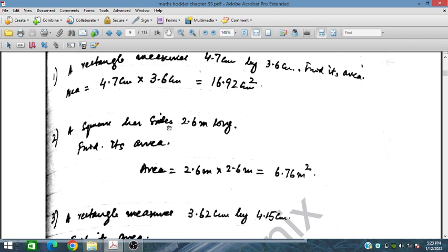A square has a side 2.6 meters long. Find its area. So we will multiply 2.6 with 2.6, because the same sides, same length, so multiply to get the area: 6.76 meters square. This is given in meters, so this is meter square.